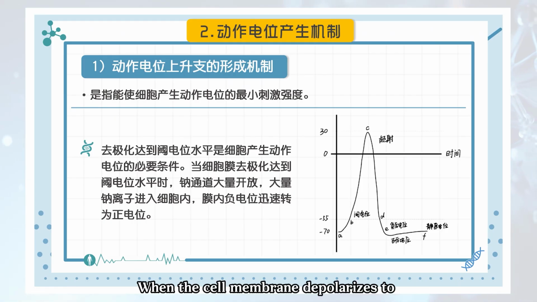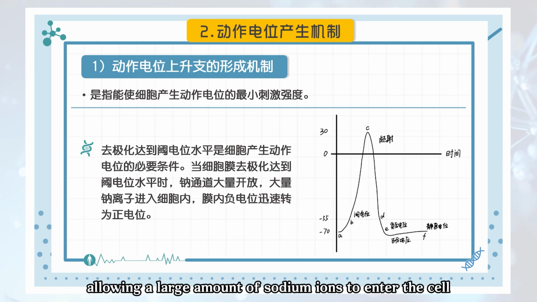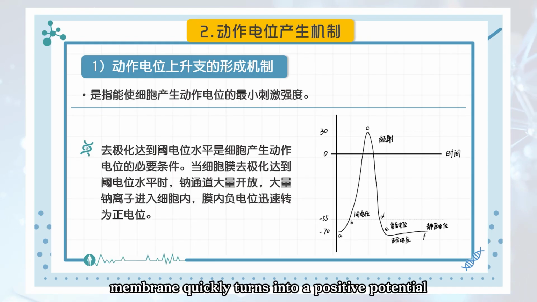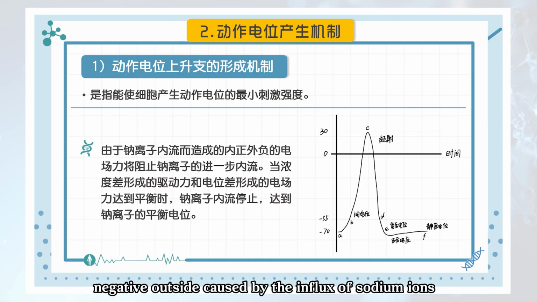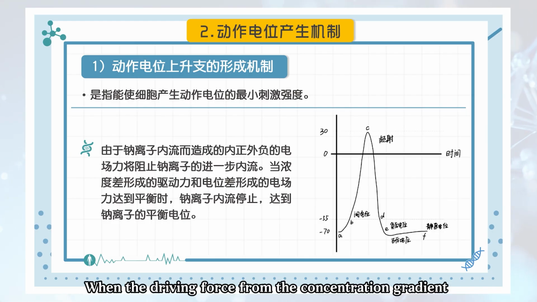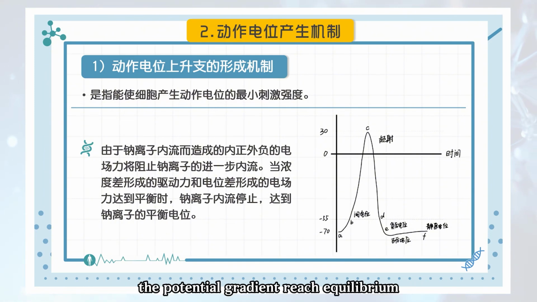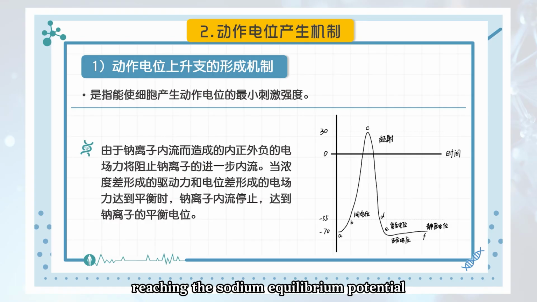When the cell membrane depolarizes to the threshold potential level, a large number of sodium channels open, allowing a large amount of sodium ions to enter the cell, and the negative potential inside the membrane quickly turns into a positive potential. The electric field force of positive inside and negative outside caused by the influx of sodium ions will prevent further influx of sodium ions. When the driving force from the concentration gradient and the electric field force from the potential gradient reach equilibrium, the influx of sodium ions stops, reaching the sodium equilibrium potential.